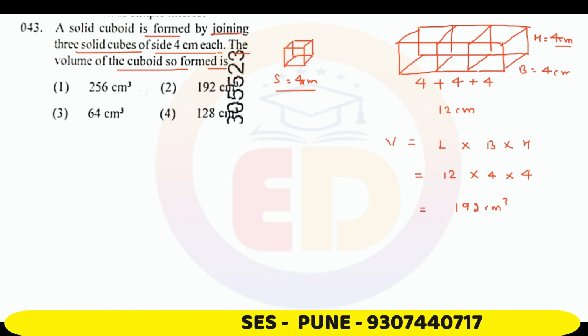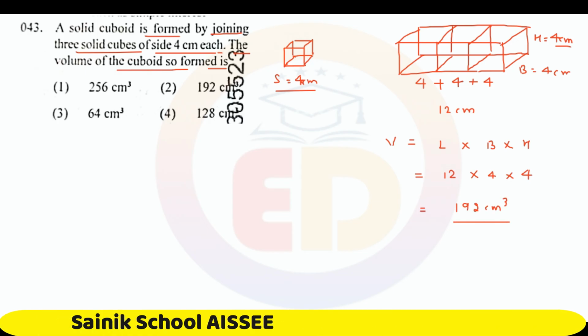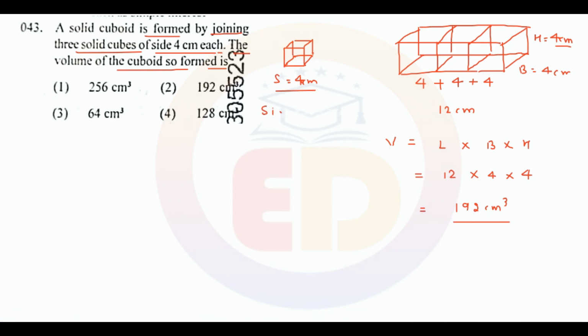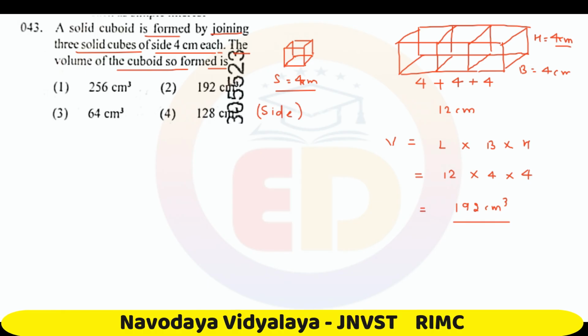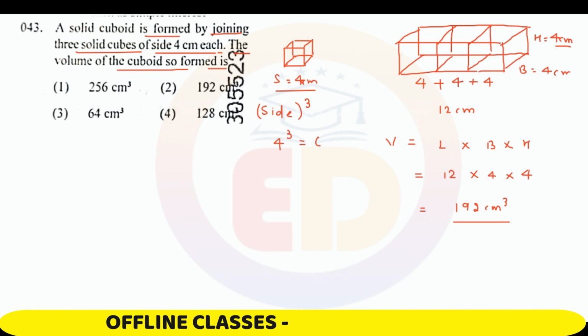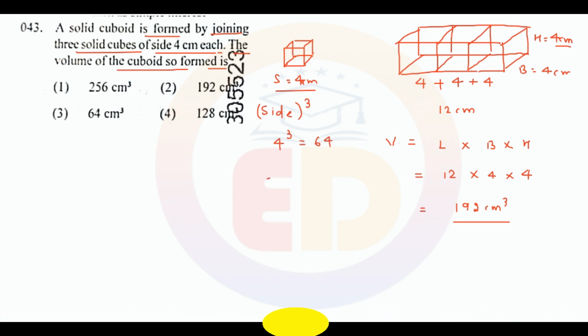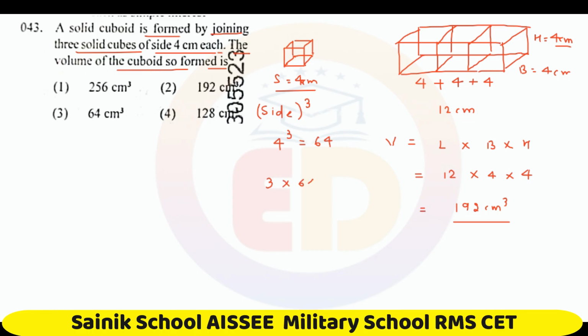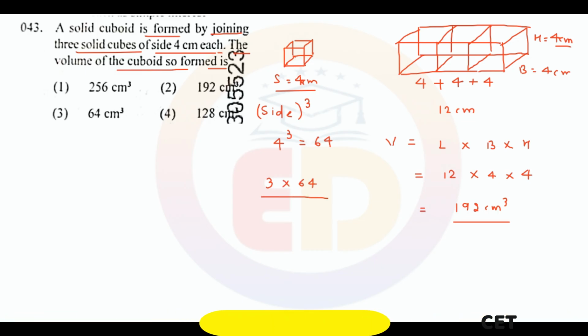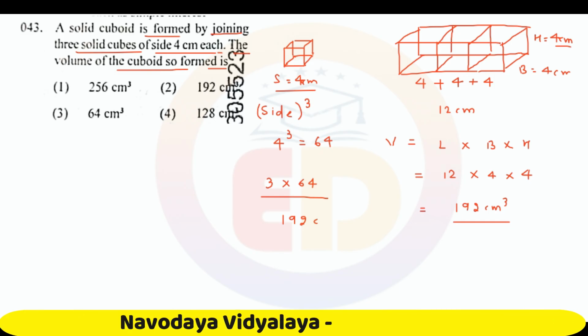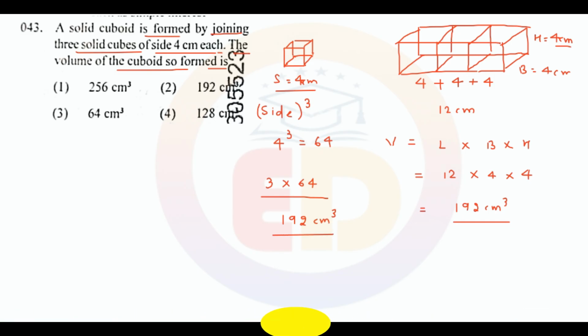centimeter cube. Another way of doing this question is you can find the volume of one cube, which is side cube, which is 4 cube, which is 64. Since you have joined the 3 cubes, their combined volume will be 3 into 64, which will again give you 192 centimeter cube. Any approach you take, you will get the same answer. Very simple question.